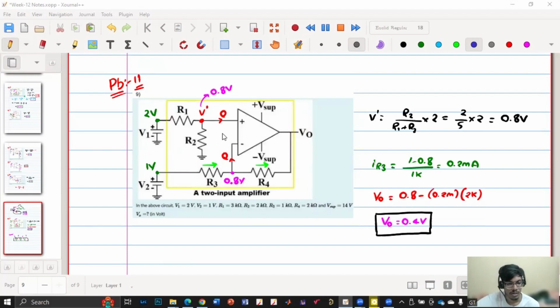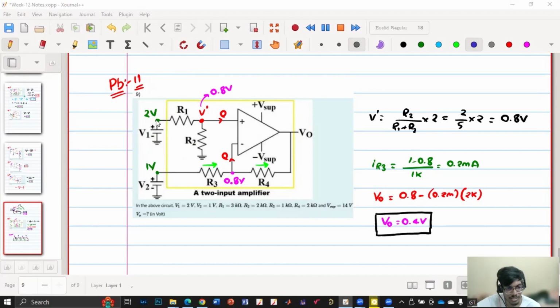Sir, how are we getting 0.8 volt at both the ends? Okay, here and here. Yes, sir. Okay, because this is an ideal op amp and this is a negative feedback. We have seen that these two terminals are virtually shorted. So this plus terminal and minus terminal are virtually shorted. And this plus terminal I got pointed because the current here is 0.